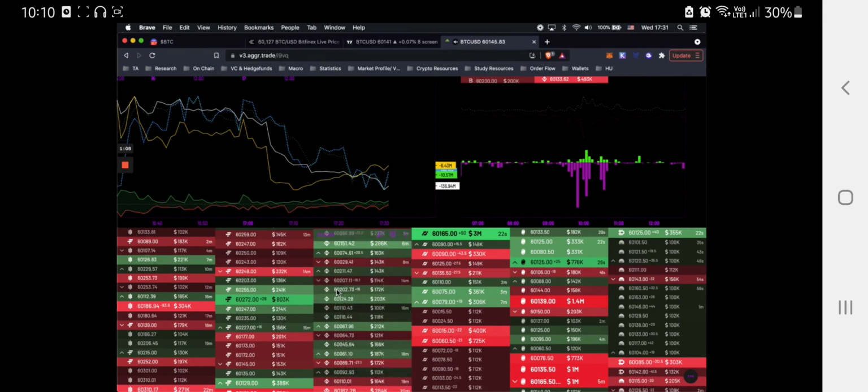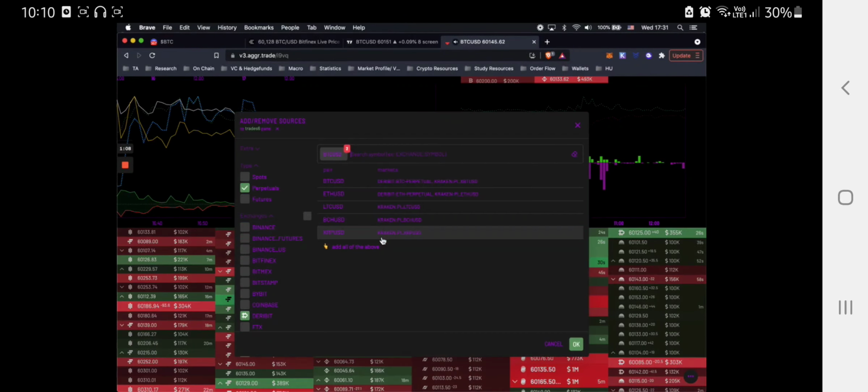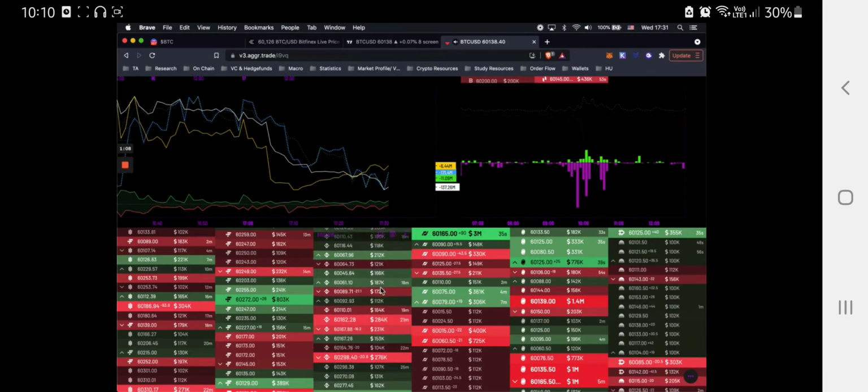Binance, as I said. It might be Binance Spot, is it? No. Binance, it is. So this is the Binance Spot market.